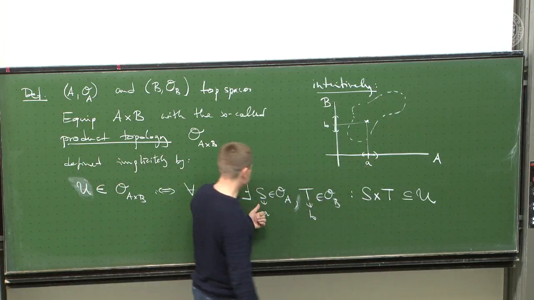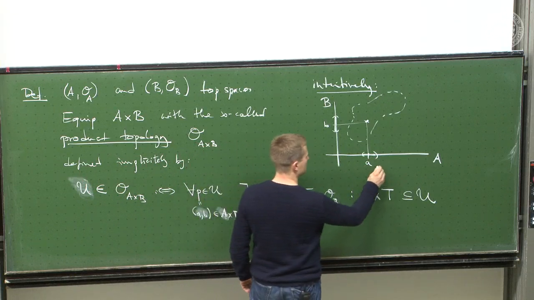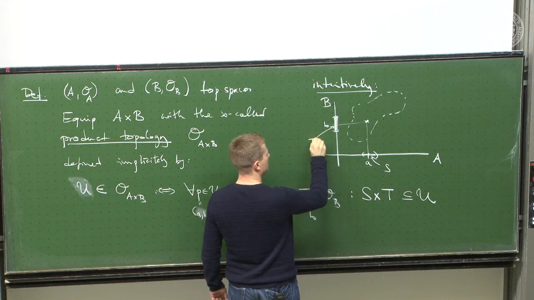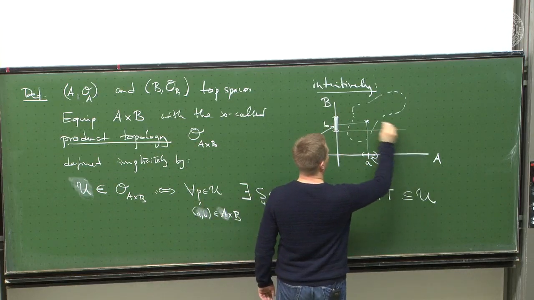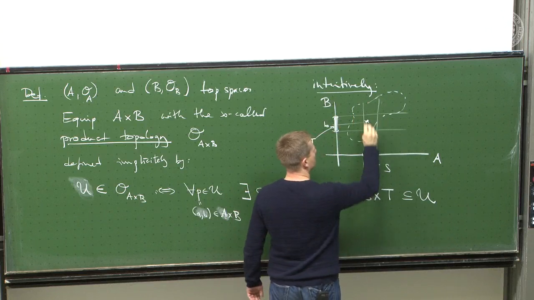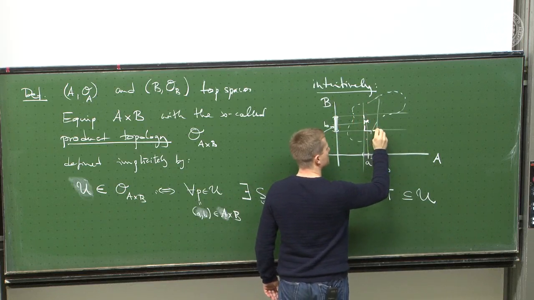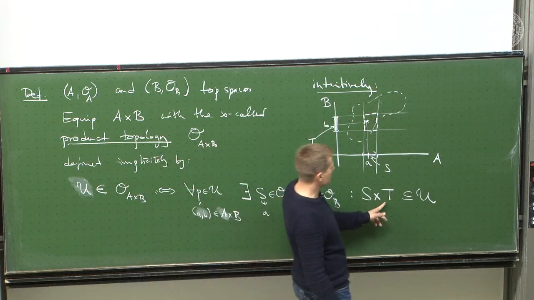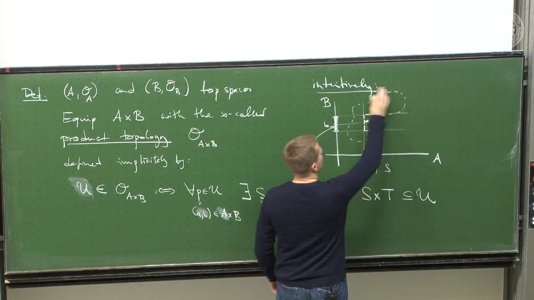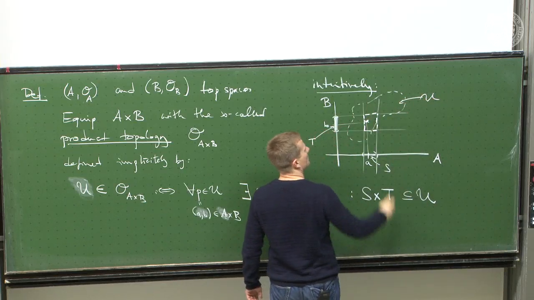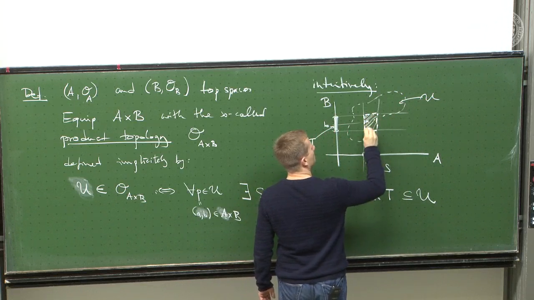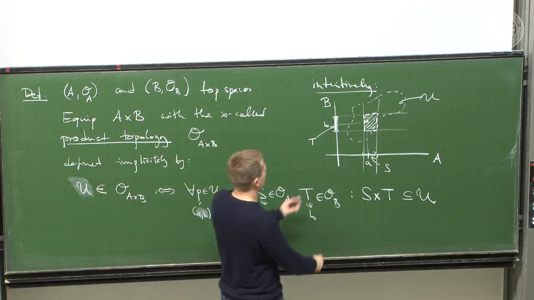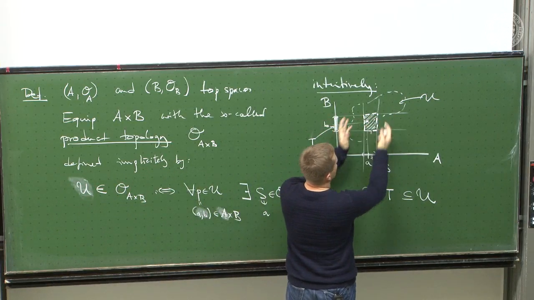And then I need to find sets S and T here. This entire thing is the set S, this entire thing here is the set T, such that their Cartesian product, which you can construct like this, so that's everything inside this dotted box, lies entirely within the original set U, whose openness you want to check. And you see, well, this didn't quite work, but you can choose these two smaller around here, and then it may work or not.